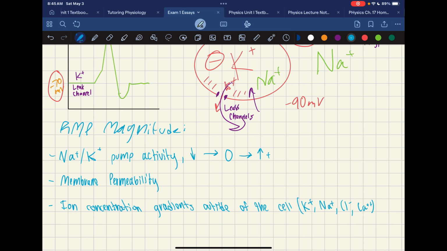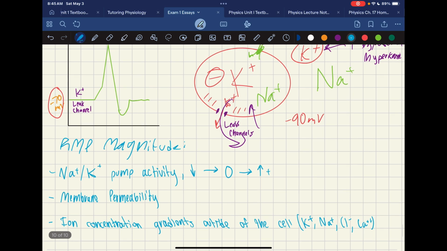Let's just explain a little bit more of this. If we know that there is an increase in sodium outside the cell, we call it hypernatremia. Sorry, I'm running out of space. And then if we have a decrease of sodium outside the cell, that's hyponatremia.